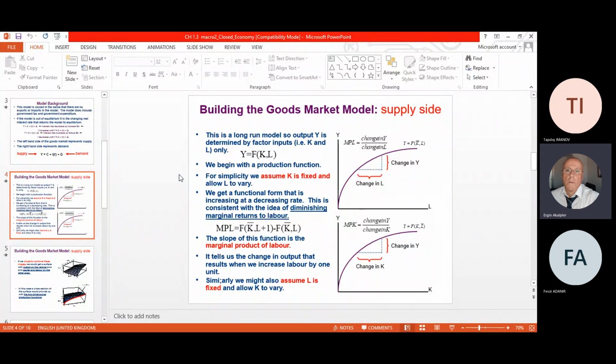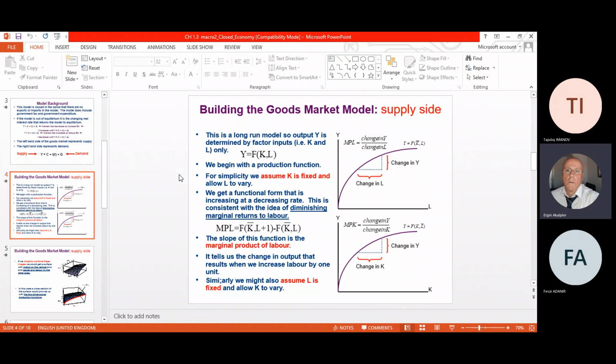We begin with the production function as it is given here, and I add here also the A in front of, or after, the equity; we add the A for the technology. We begin with this model, and for simplicity, we assume K is fixed. Capital is supposed to be fixed. We don't consider capital in the upper graph, and we suppose the labor is changing.